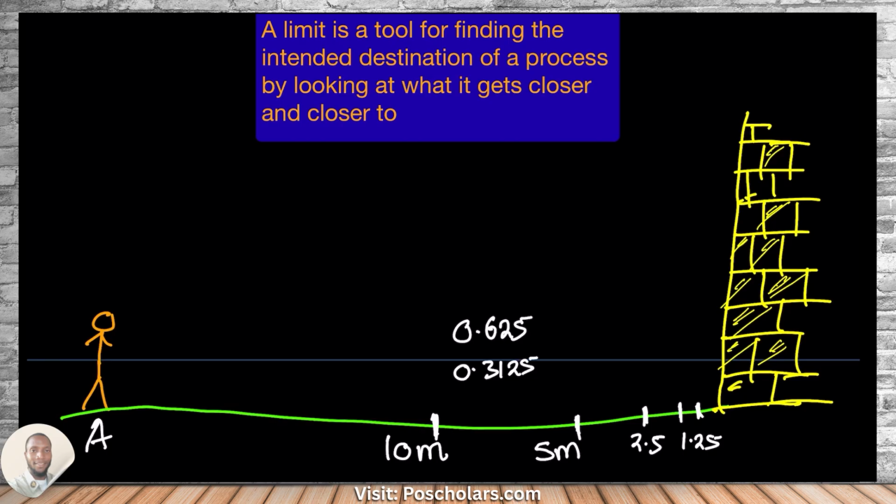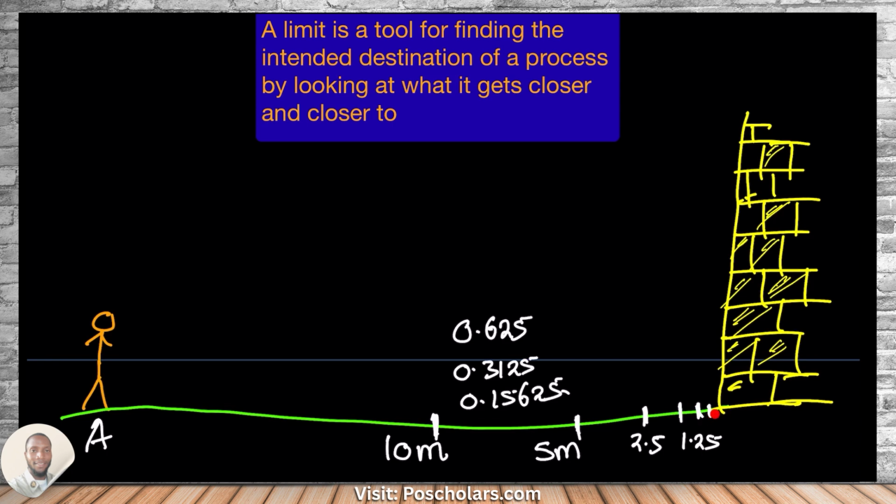Now, using the rule again, what's the half of 0.3125? Remember, look at the distance. The distance is getting smaller. It keeps getting smaller. The half of 0.3125 is 0.15625, which is somewhere here. Now you will see that Adam will get infinitely close to the wall, but he will never get to the wall. So that's what limit is all about.